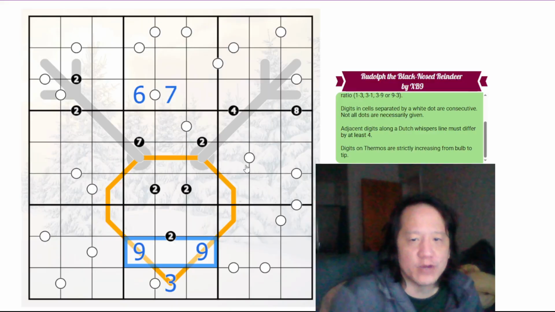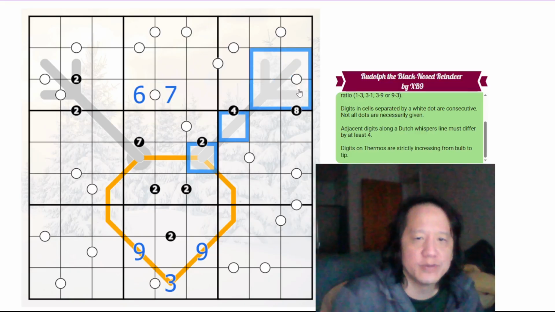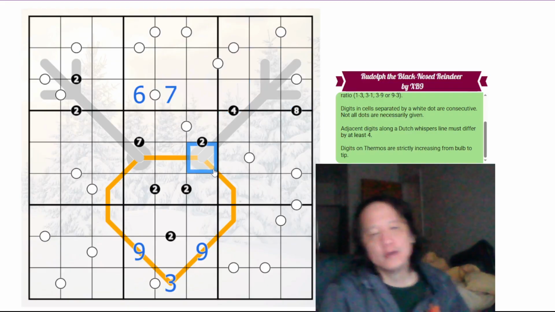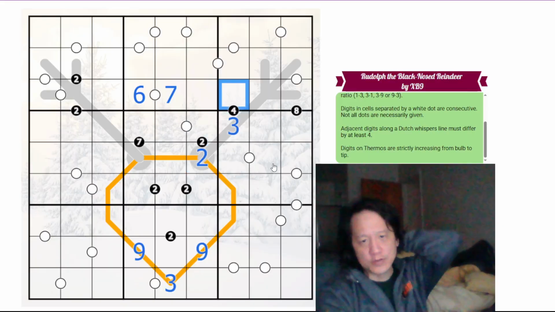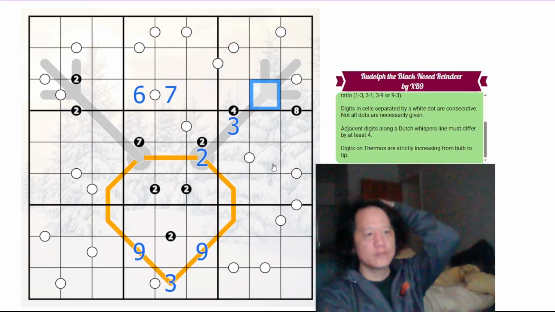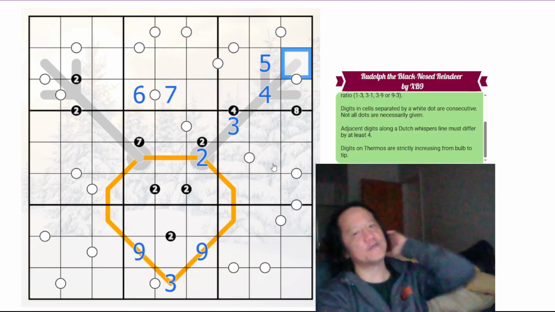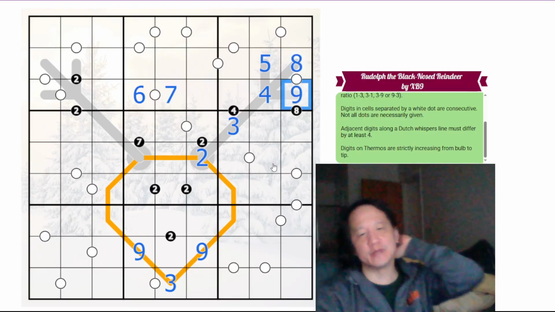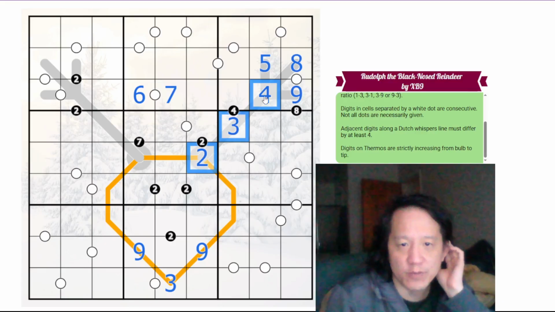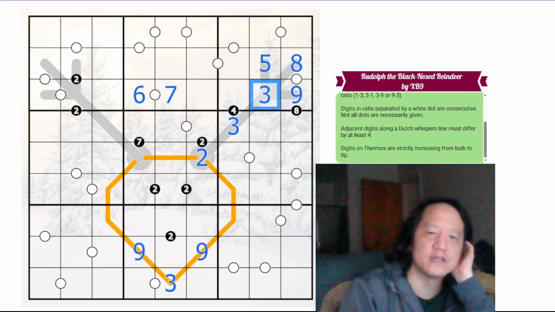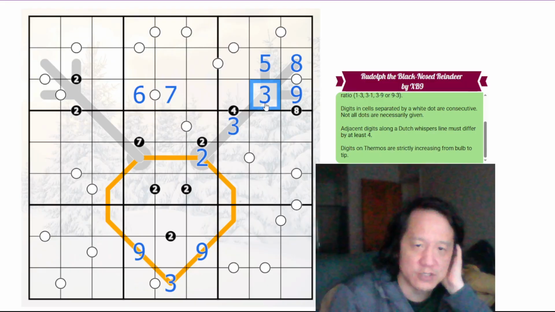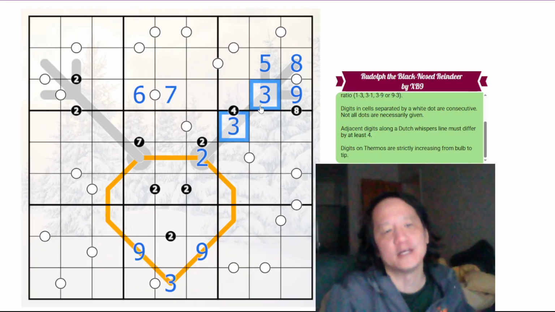And finally, we have digits on thermos are strictly increasing from the bulb to the tip. And these are the antlers for Rudolph, the black-nosed reindeer. So, for example, you could have something like, say, 2, 3, 4, and this is 5, 8, 9, or something like that. And this would work because going from the bulb to the tip, you're always increasing. What you could not have is something like, say, 3 here, because from this 3 to this 3, you are not increasing, and that's not allowed.